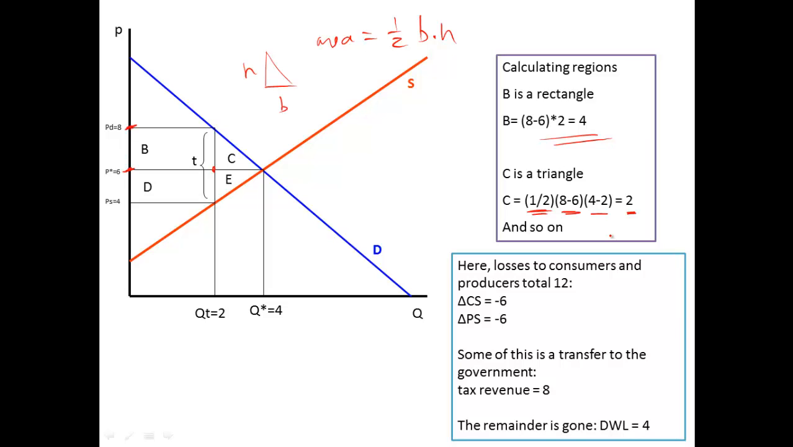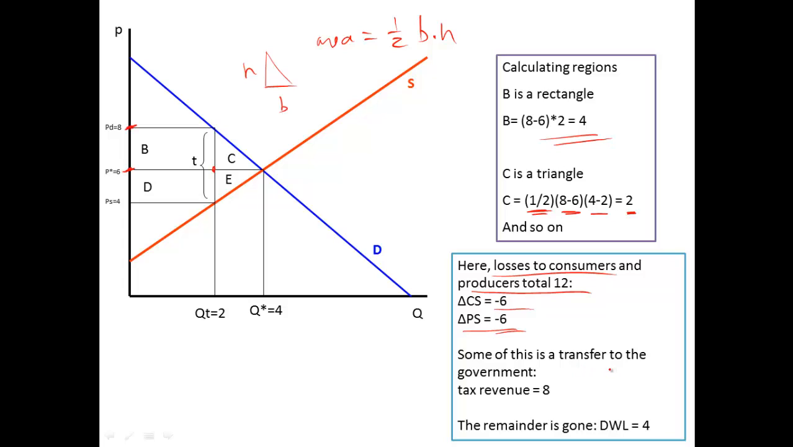So in this problem, the losses to consumers and producers collectively total 12. So if you were to calculate B and C, which is what consumers lose with the imposition of a tax, you'd get 6. And I'll say minus 6 because it's a loss. The loss to producers would be 6. So delta PS, that is the change in producer surplus, is minus 6.